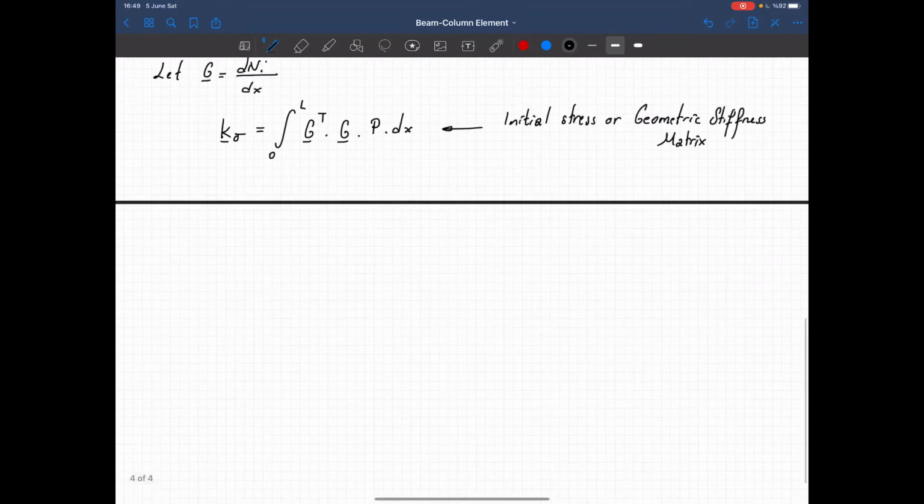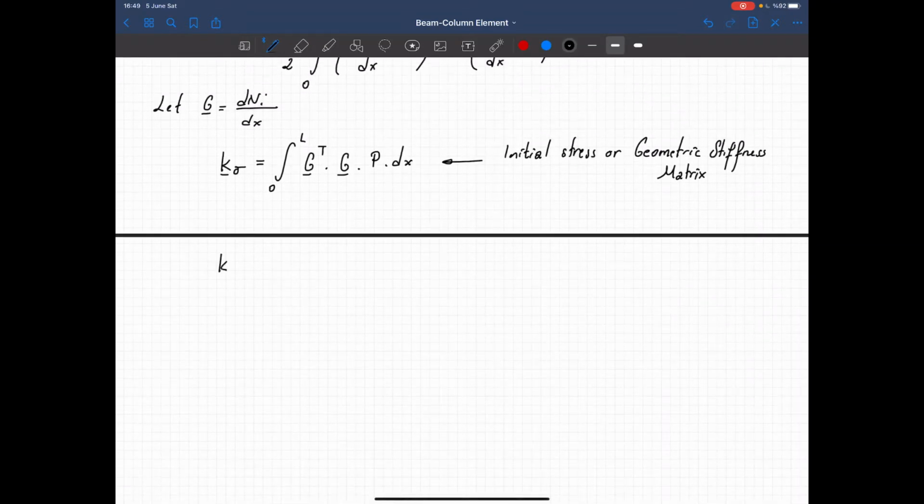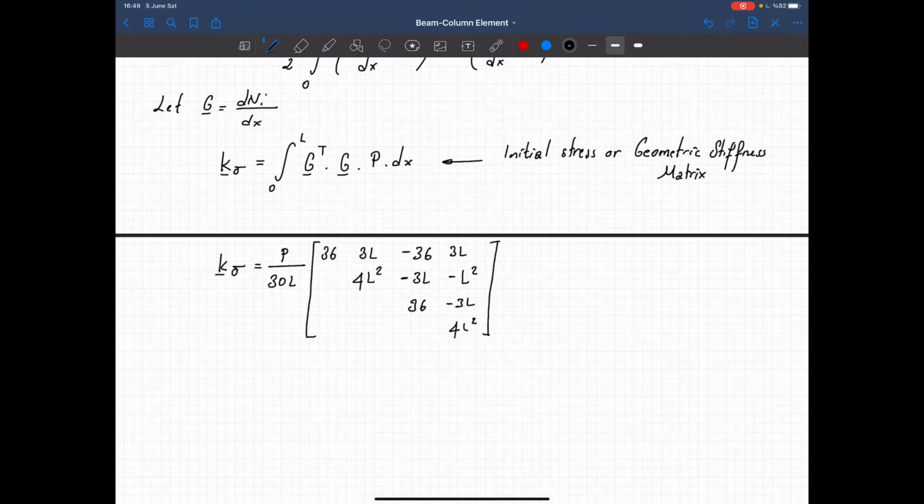And when you evaluate that matrix, we end up with the following. I have P over 30L here, times 36, 3L, minus 36, 3L, 4L squared, minus 3L, minus L squared, 36, minus 3L and 4L squared. And that will be another symmetrical matrix.